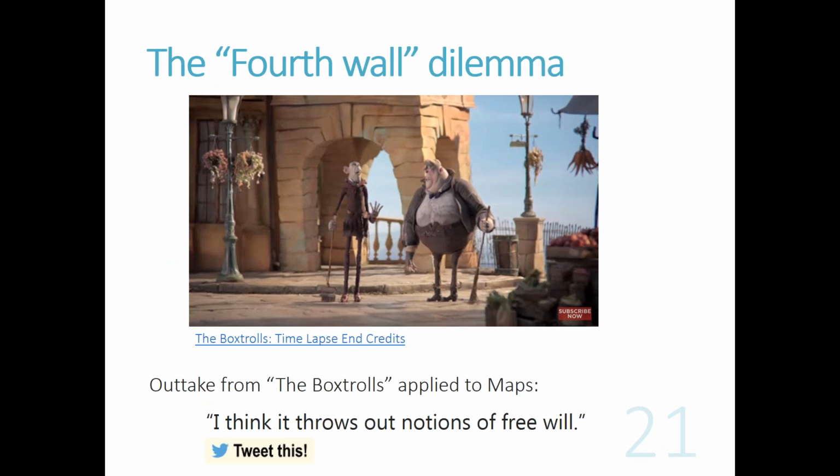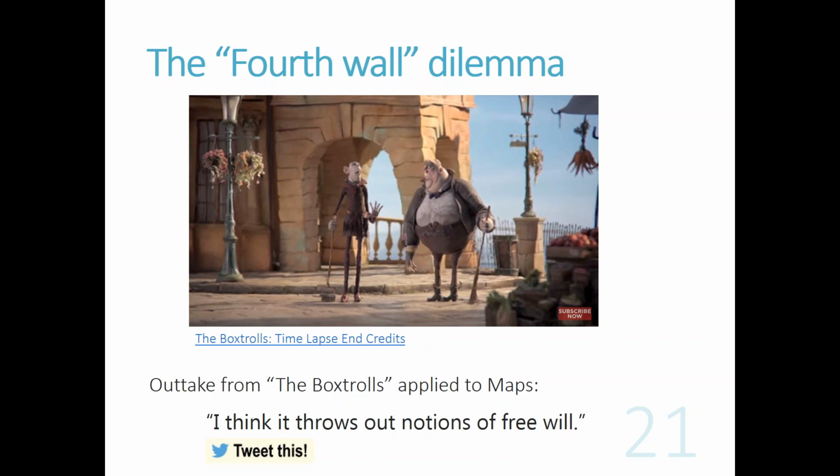There's a delightful quote from the movie The Boxtrolls. If you haven't seen it, I don't have stock in the movie, but I recommend it. It's fun for all ages, and has a wonderful outtake at the end during the closing credits where these characters are talking to each other and saying, could you imagine if someone outside of us is actually moving our fingers and making me hold my fingers up like this? And they go through different machinations, and as the camera pulls back, you see the animators moving the figures frantically. And his friend replies, and this is very much as applied to maps, I think it throws out notions of free will.